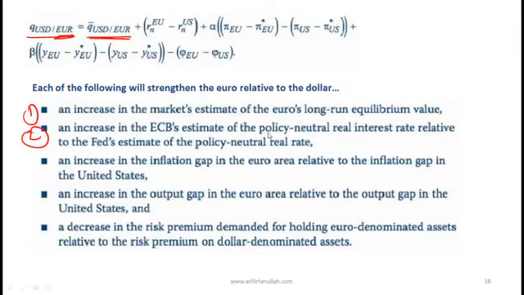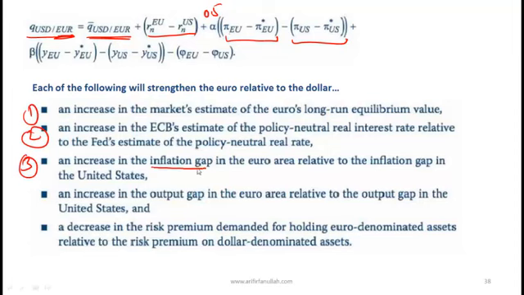So the ECB's estimate of the policy neutral real interest rate relative to the Fed's estimate of the policy neutral real rate. Remember from our previous slide, Rn is the policy neutral real interest rate. So this differential is the differential being referred to in the bullet over here. If this differential increases, that causes the real exchange rate to go up. In terms of the coefficient alpha, for simplicity, let's again assume that it's 0.5.